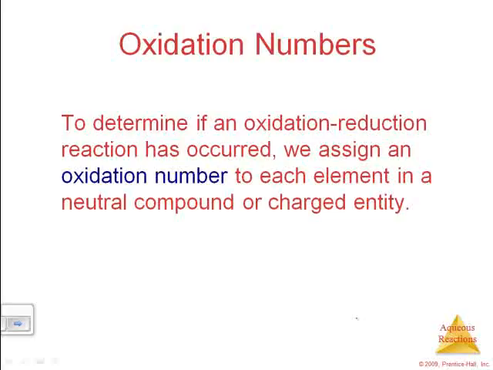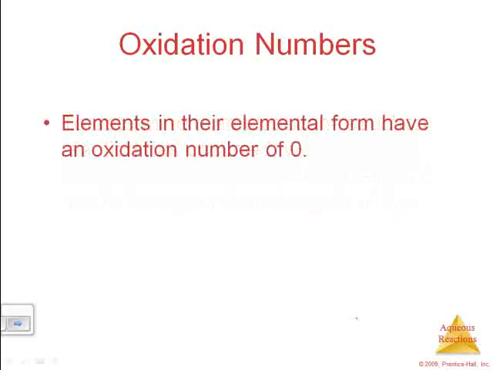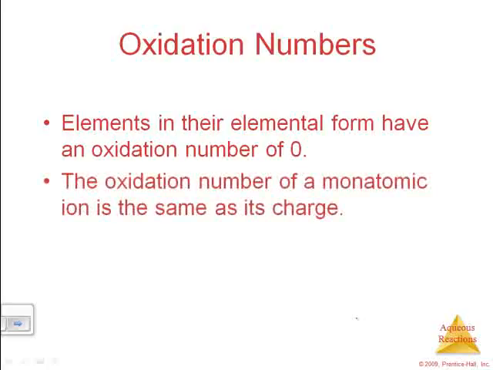Alright, so what we need to do is learn how to use oxidation numbers. We're going to assign an oxidation number to each element in a neutral compound or a charged entity. Elements, if they are in their elemental form, are considered to have an oxidation number of 0. The oxidation number of a monatomic ion is the same as its charge.